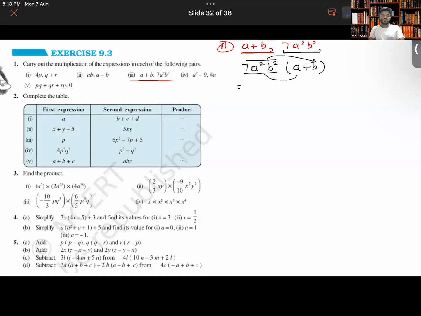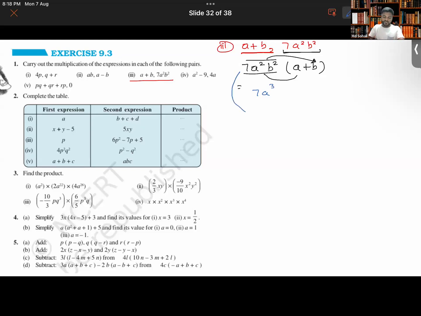Sir, is it 7a to the power 6 and b to the power 6? No, no, that is not correct. Is it 7a cube b cube when we multiply?